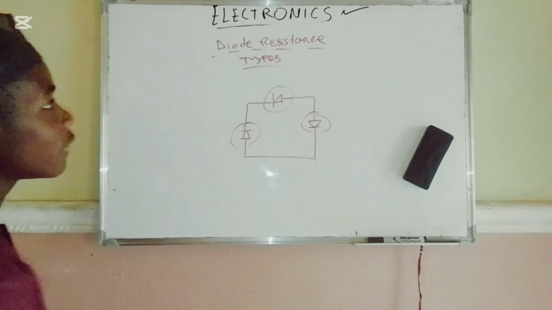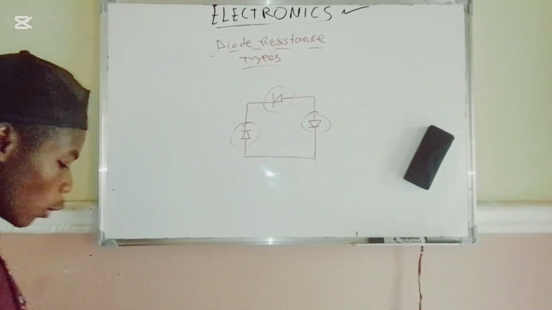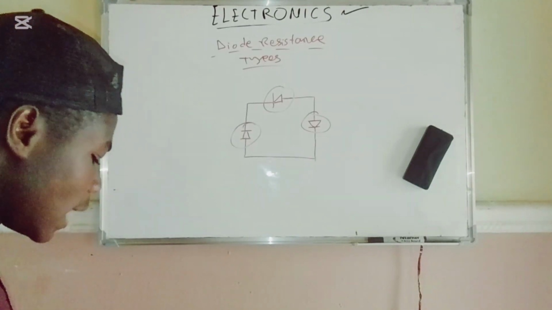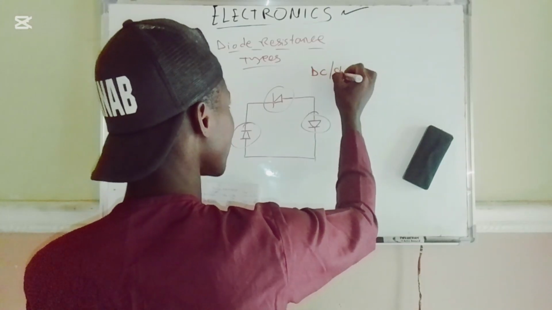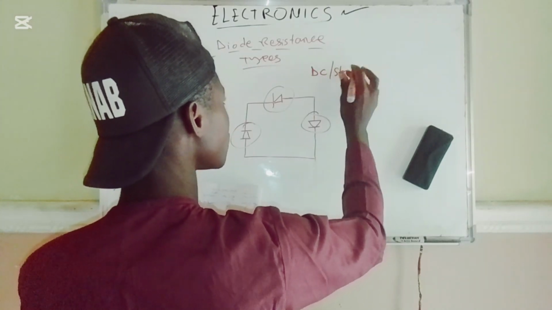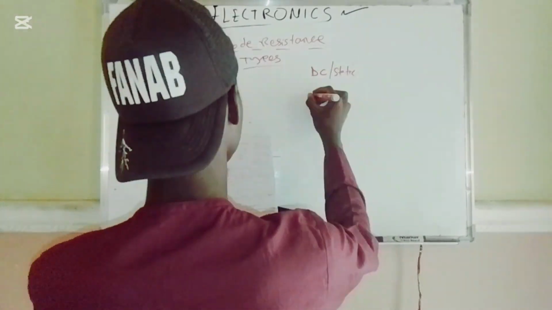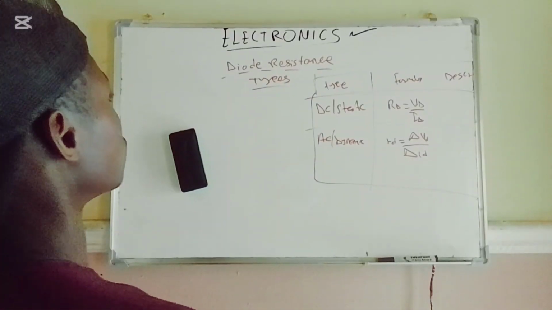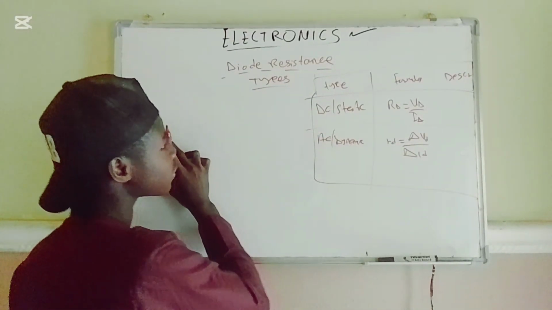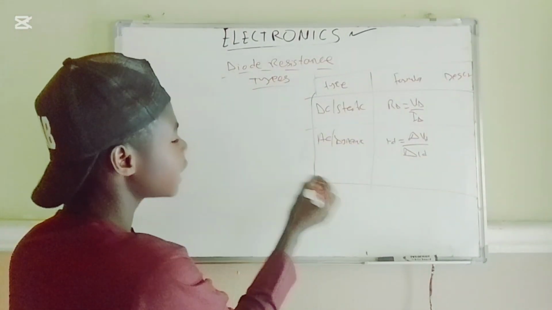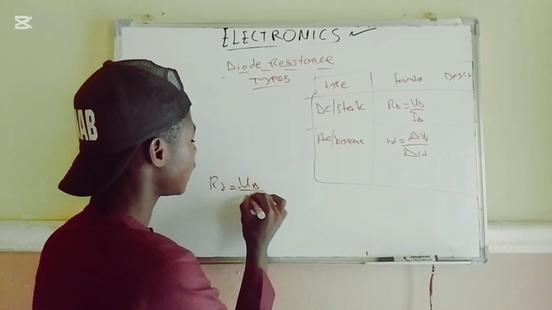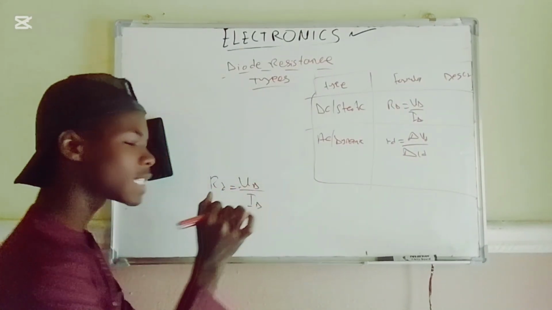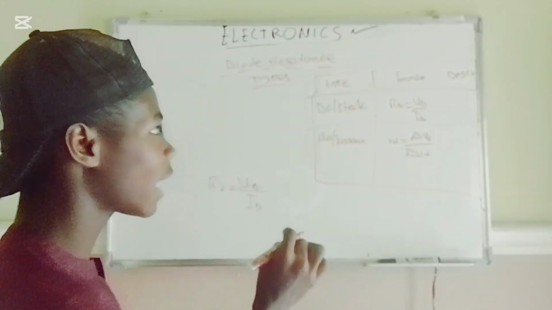So we are going to talk about the diode resistance. What are the types of diode resistance? Let me put it in a table. In the table there is DC or static. So therefore, there are the types of resistance. We have DC static, which stands for RD, which is equal to VD divided by ID: the diode voltage divided by the diode current.